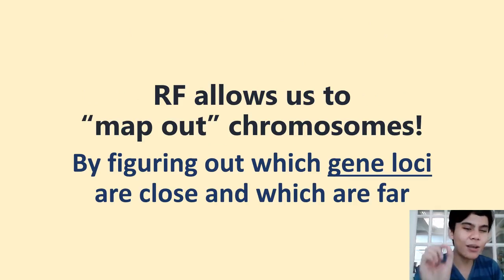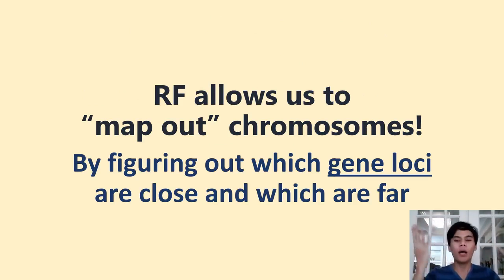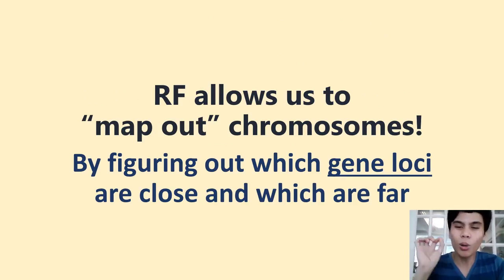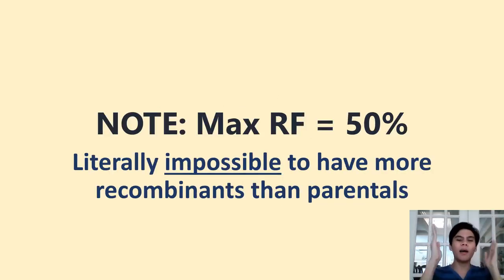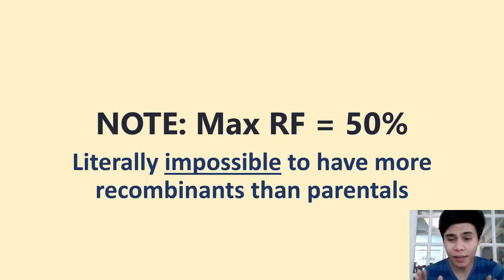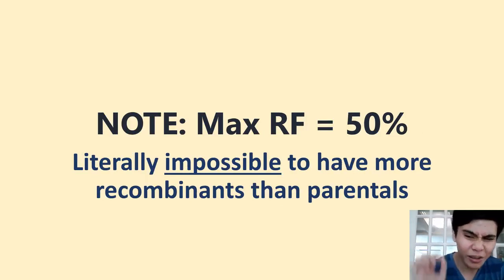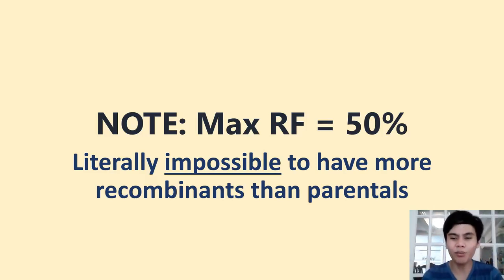Okay? So this allows us to map out our chromosomes. Even without looking at the molecules or the chromosomes themselves, we can figure out what gene locuses or loci are close and which ones are far apart from each other. Okay? So note that the recombination frequency, the maximum is 50%. And the reason for that is because recombination is very, very rare. So your parentals should always be equal to or more than your number of recombinants. So hanggang 50% lang. Kasi kung sumobra yung 50%, ibig sabihin, mas marami na ang recombinants mo kaysa sa parentals. That doesn't make sense. Because again, we have recombinant chromatids in the middle and parentals on the sides.